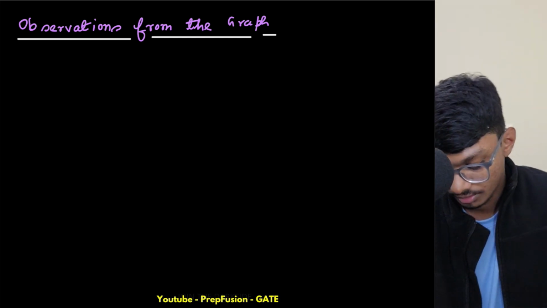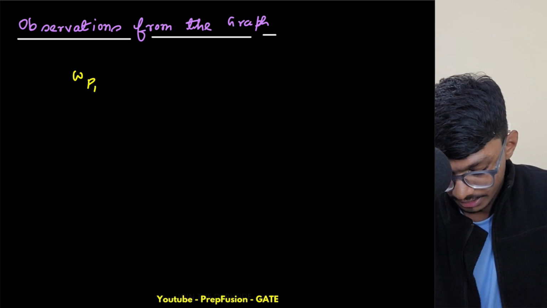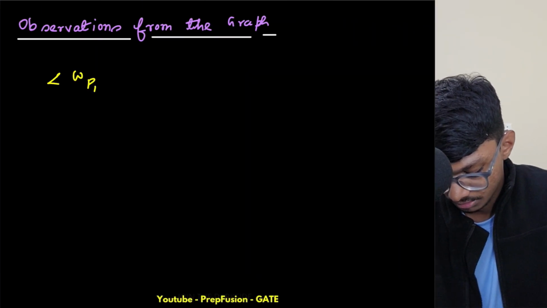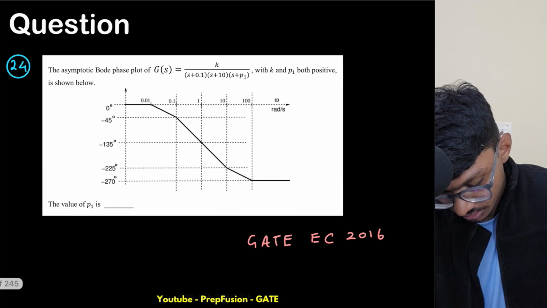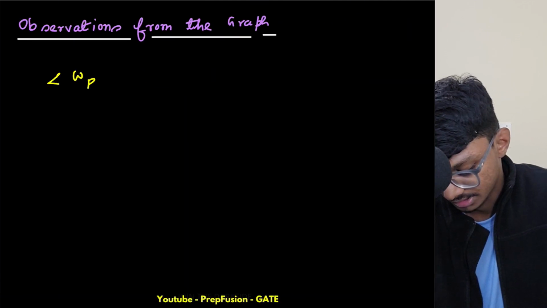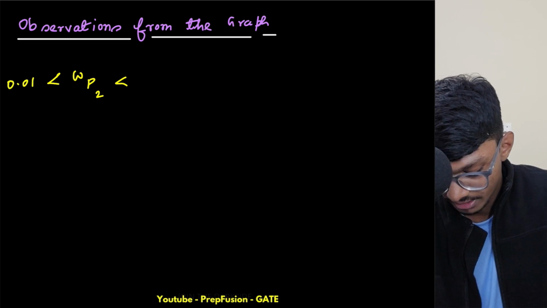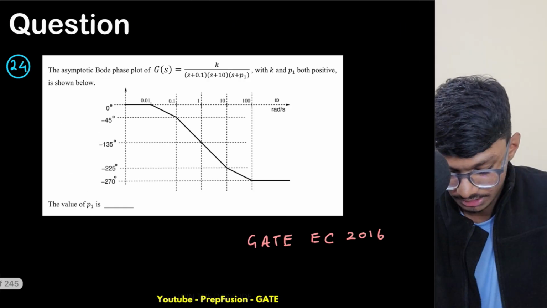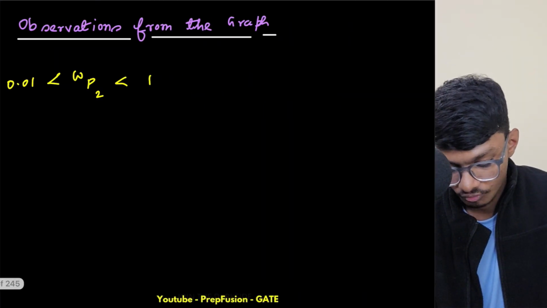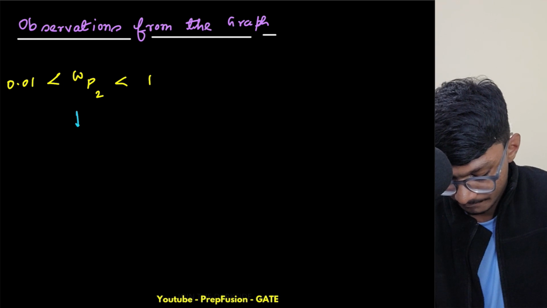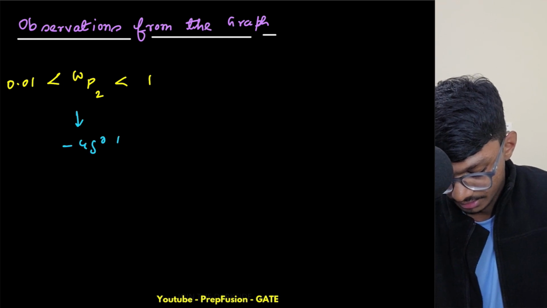So what observation do I see? I have a pole here, omega P1. So this is P1. Okay, let me name this as omega P2. Pole 0. This pole will affect the range 0.01 to 1, due to which I will get a slope of minus 45 degrees per decade.